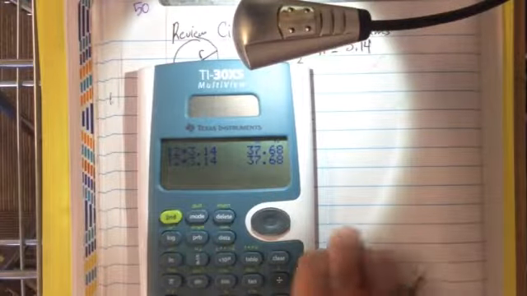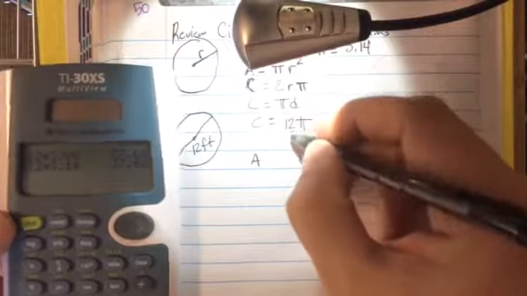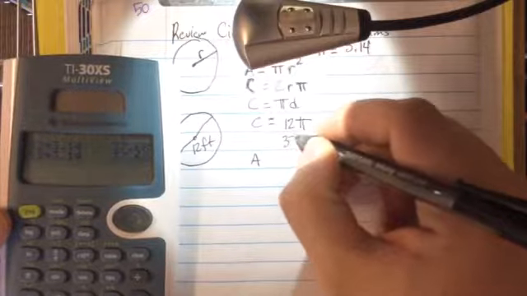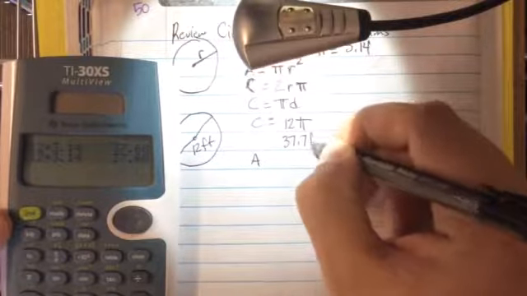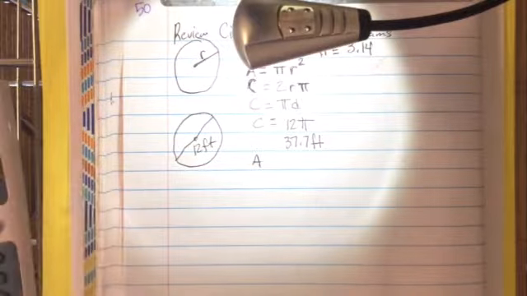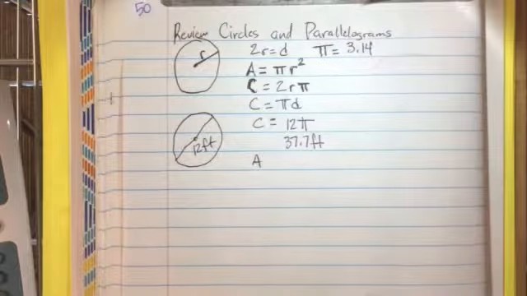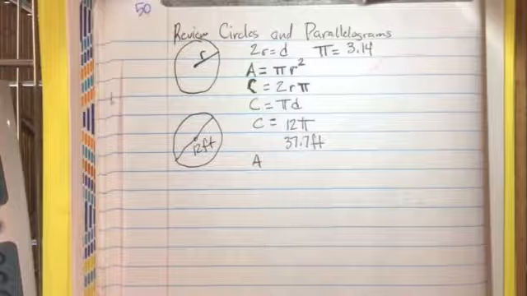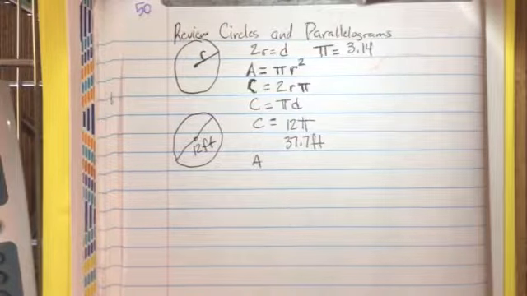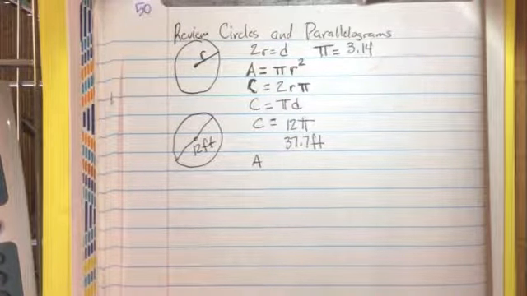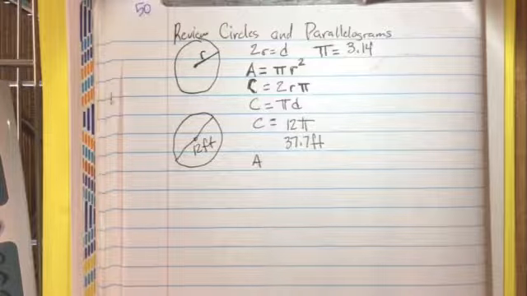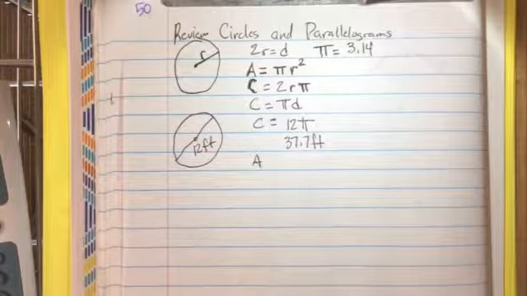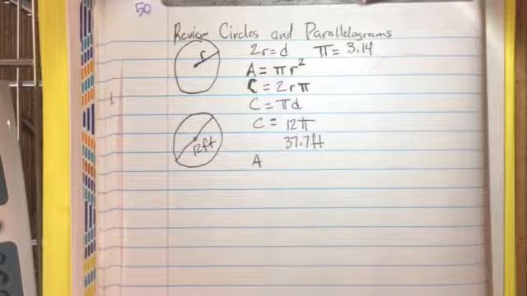37.7. So our circumference is equal to 37.7 what? Feet. Paige asks, is circumference squared? What's our answer? No. Why not? Because it's not the area. It's like the perimeter of a circle.